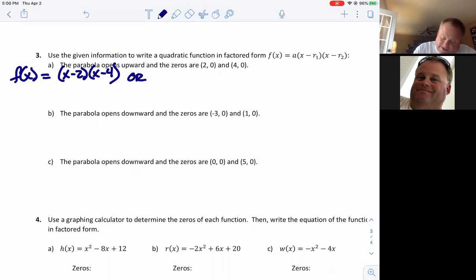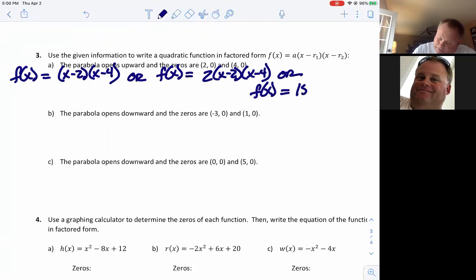So I could write this as this, or I could write it as this. The bottom line is the a value has no bearing with this. All I need to know is that my a value is positive and my roots are at (2, 0) and at (4, 0). So any value can be for a there, right?